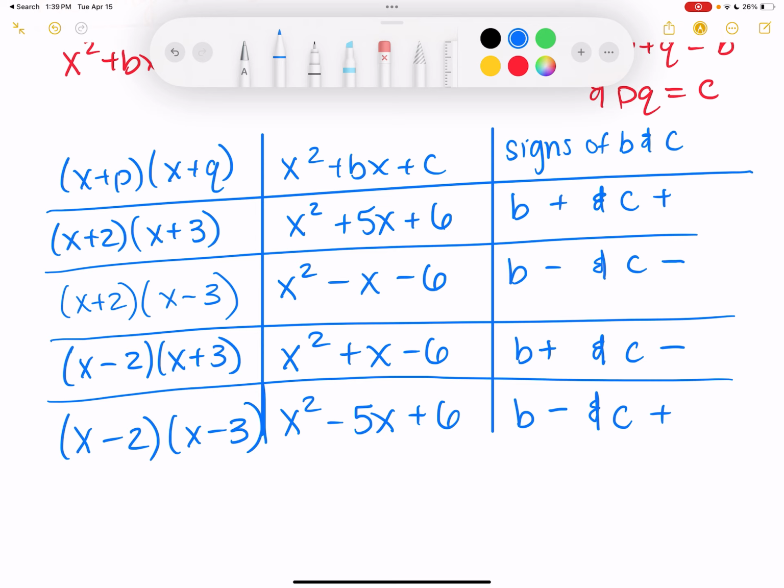But like I said, this section is really us working backwards, but this is just to help us pay attention to the signs so that we can start seeing which signs need to go in our factors when we do this.